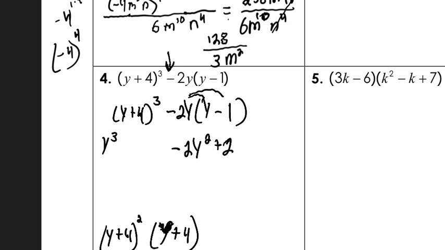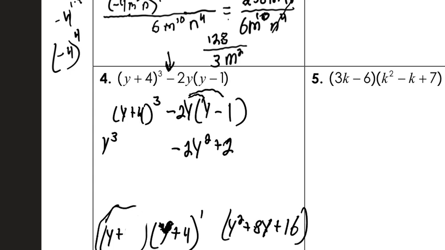So if we have a y plus 4 squared times a y plus 4 to the 1, that's y plus 4 cubed. Y plus 4 squared, we already know, is y squared plus 8y plus 16. If not, then you need more practice foiling, okay? And then we just multiply that by another y plus 4 in the front. So if I do that, it looks something like this.